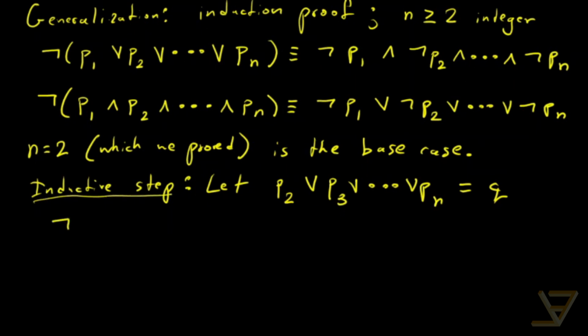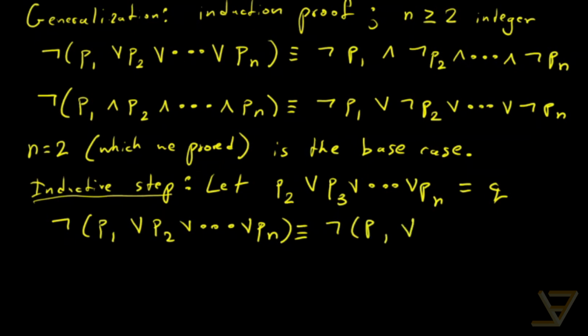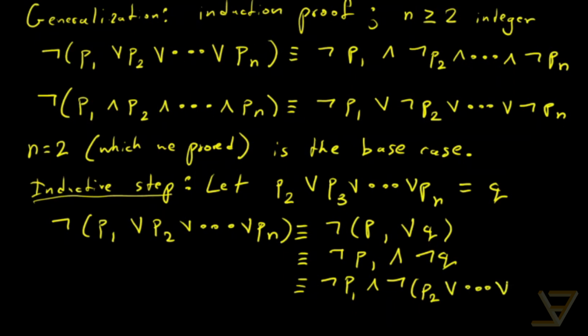This is how we do it. Not (P1 or P2 all the way through Pn) is logically equivalent to not (P1 or Q), and now we can use the base case to get not P1 and not Q, and this is not P1 and not (P2 or all the way through Pn).